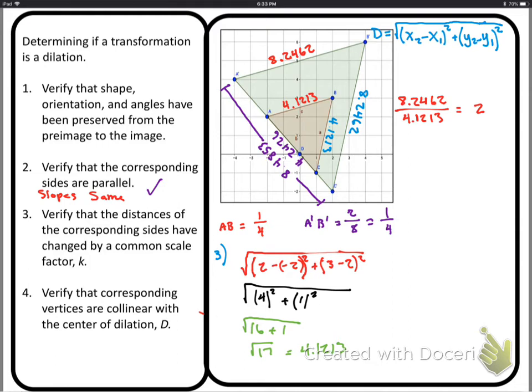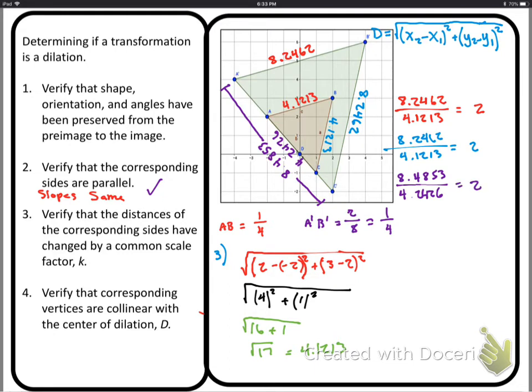Okay, the other side, so the blue side, we're going to do the same thing. And it's the same numbers, so you're going to end up with the same outcome. That's equal to 2. And the last side, we got 8.4853 divided by 4.2426, and that also gives us 2.